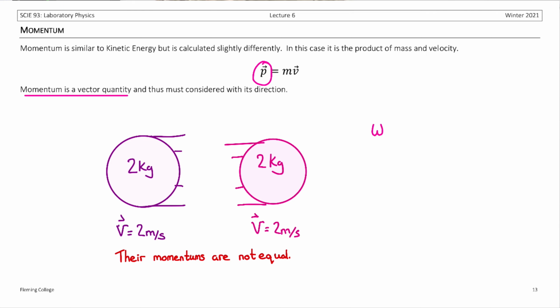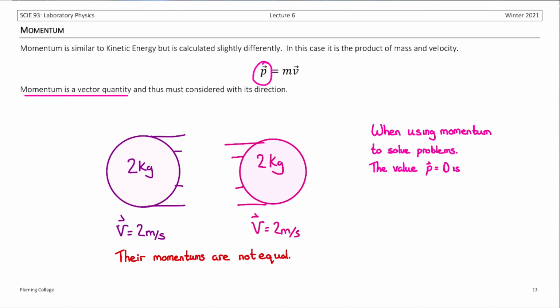One of the other things that's very important here is that when solving problems, an object with a zero momentum still has momentum. And we have to be careful not to exclude it from our considerations when looking at the before and after scenarios.